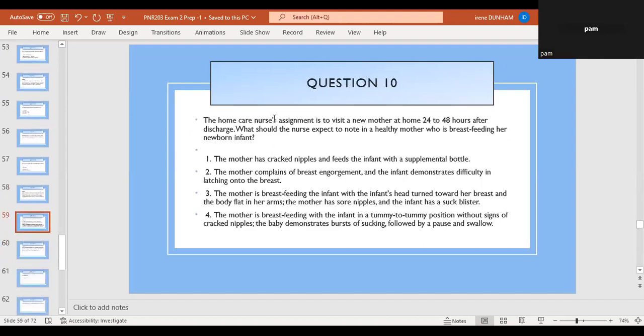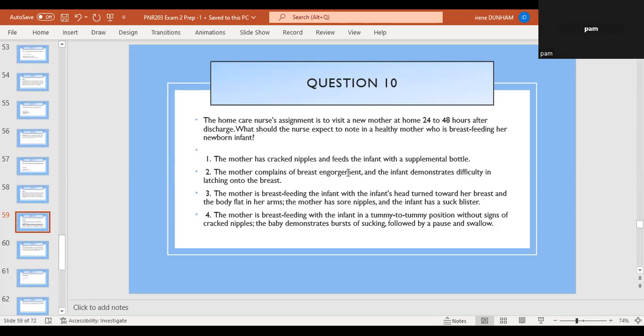All right, how about this? The home care nurse's assignment is to visit a new mother at home 24 to 48 hours after discharge. Okay, this lady wanted to go home quick. So what should the nurse expect to note in a healthy mother who is breastfeeding her newborn infant? Okay, so, all right. The mother has cracked nipples and feeds the infant with a supplemental bottle. But now, what's the question asking me? The question is asking me, what should the nurse expect to know in a healthy mommy who is breastfeeding her newborn infant? Okay, well, I'm going to cross out the first one.